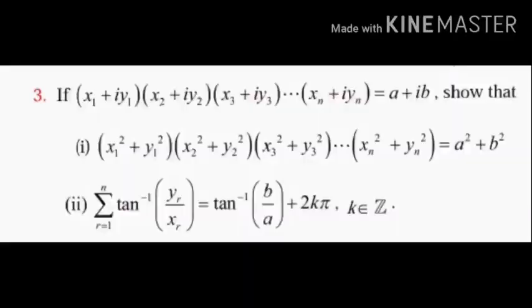Exercise 2.7, third sum. If x1 plus iy1 and so on till xn plus iyn equals a plus ib. That is, they have given you the product of complex numbers equal to a plus ib, and they are asking you to show two conditions. The first one is x1 square plus y1 square and so on till xn square plus yn square equals a square plus b square. The second is the form of summation they have given you.